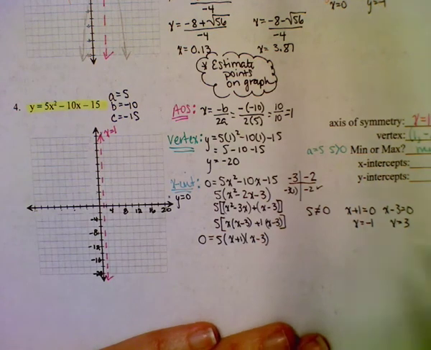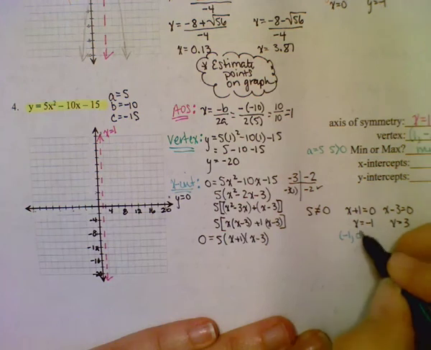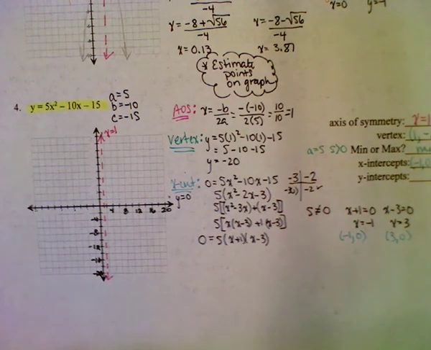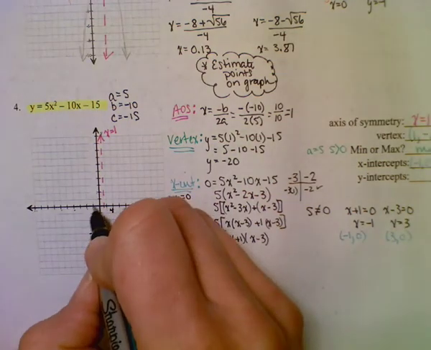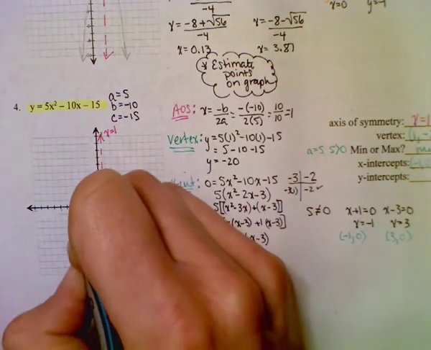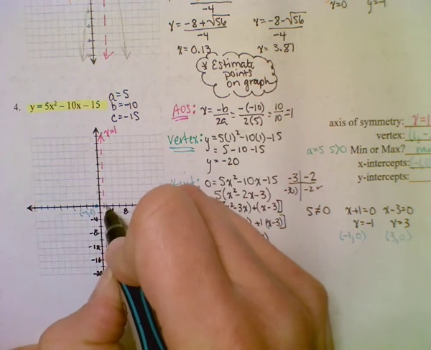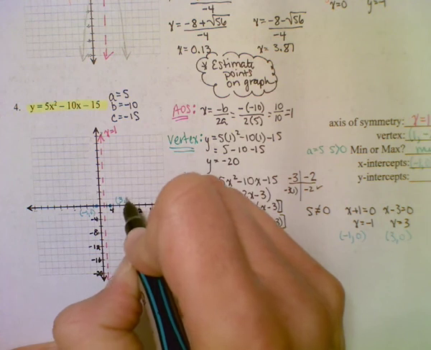So again, I have 2 points. That's -1, 0 and 3, 0. So those are going to be my x-intercepts, the 2 points where this graph is crossing that x-axis. So if this is 0 and this is -2, well, -1, 0 would be there. And 3, 0, well, that's 2 and 4, so 3 is halfway. And there's 3, 0. So there's my x-intercepts.